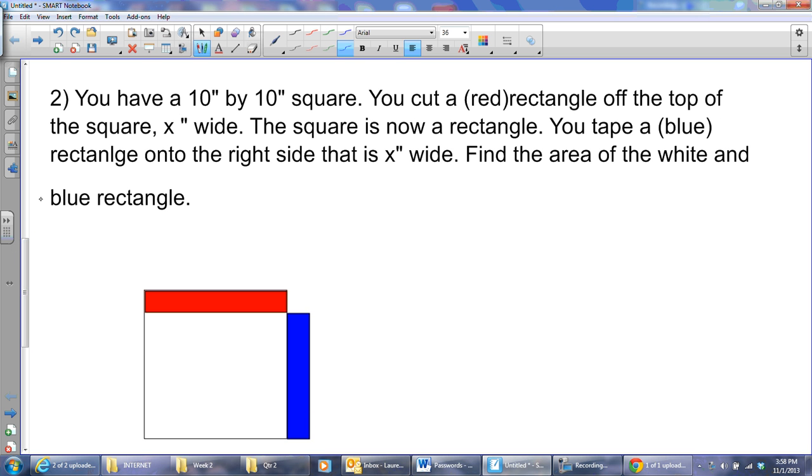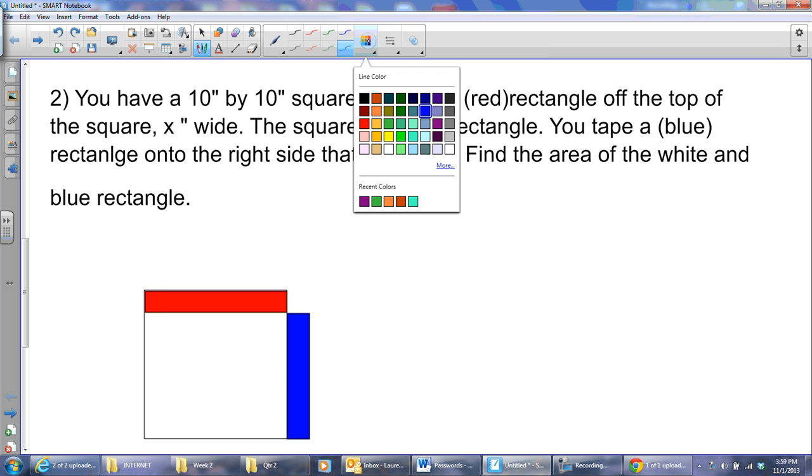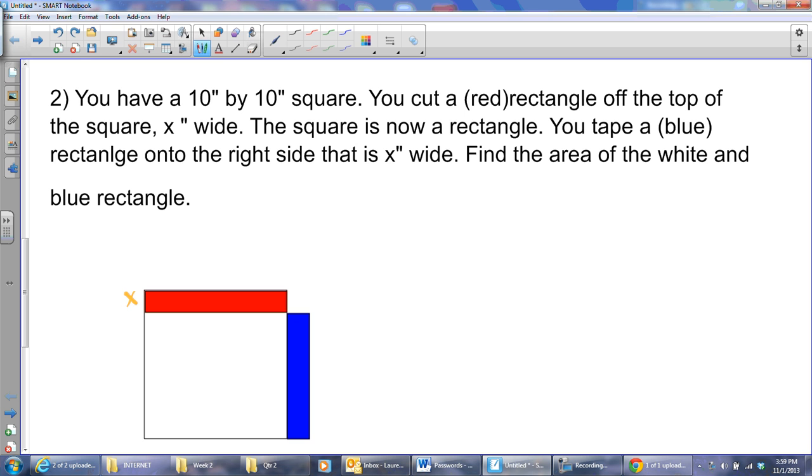You cut a red rectangle off the top of the square. Right here, it's cutting off the square. It's x inches wide. I'm going to label that x inches wide. Okay, and then, well, maybe I shouldn't do that in blue. That might get hard to see. Let's pick a different color. Let's go with orange. All right, so that's x inches wide.